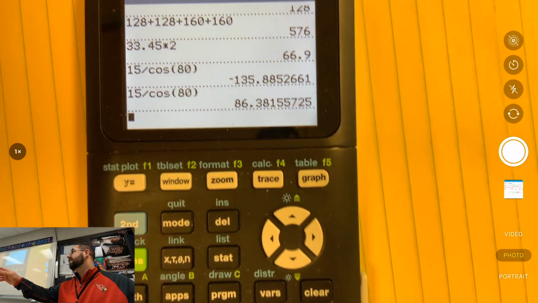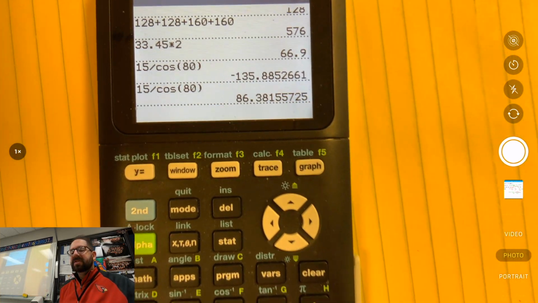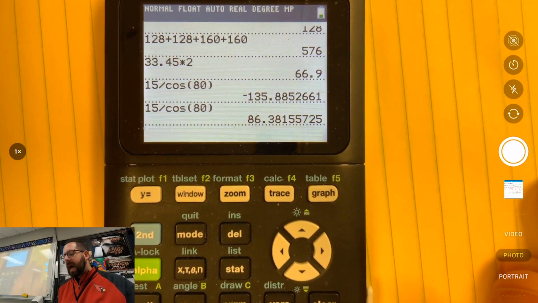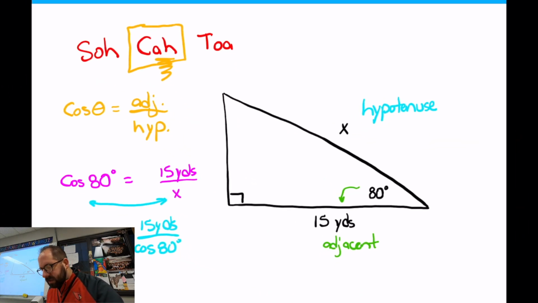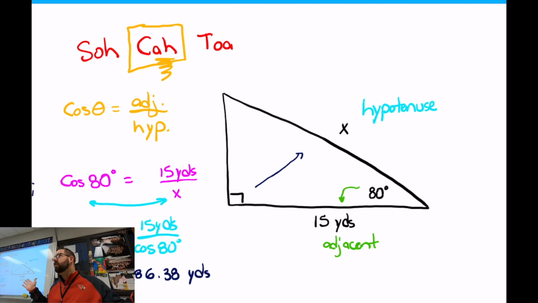So we have 86.38, in yards. That number should make sense. Now I want to talk about the common sense way to check your answers. The biggest wall should be across from the biggest angle. That's a property we talked about in geometry class. The biggest wall is the hypotenuse, and it is across from the biggest angle. So I knew that my wall had to be larger than 15. Clearly 86 is larger than 15.